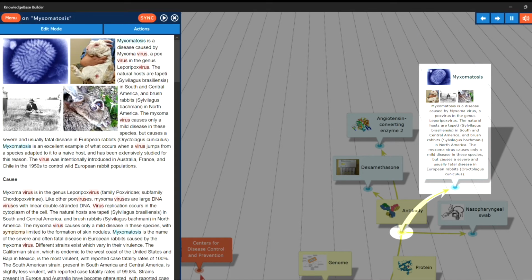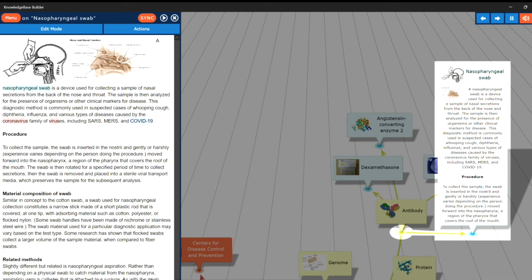Myxomatosis. Myxomatosis is a disease caused by myxoma virus, a poxvirus in the genus Leporipoxvirus. The natural hosts are tapeti, Sylvilagus brasiliensis, in South and Central America, and brush rabbits, Sylvilagus bachmani, in North America. The myxoma virus causes only a mild disease in these species, but causes a severe and usually fatal disease in European rabbits, Oryctolagus cuniculus.